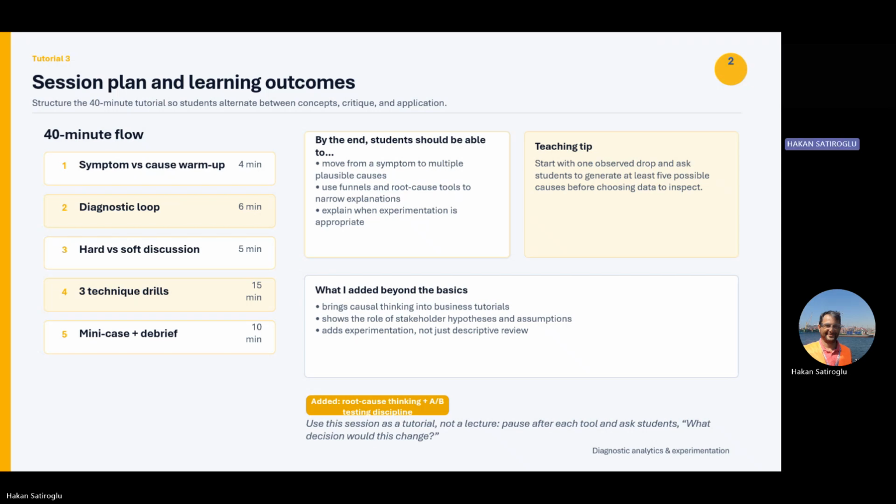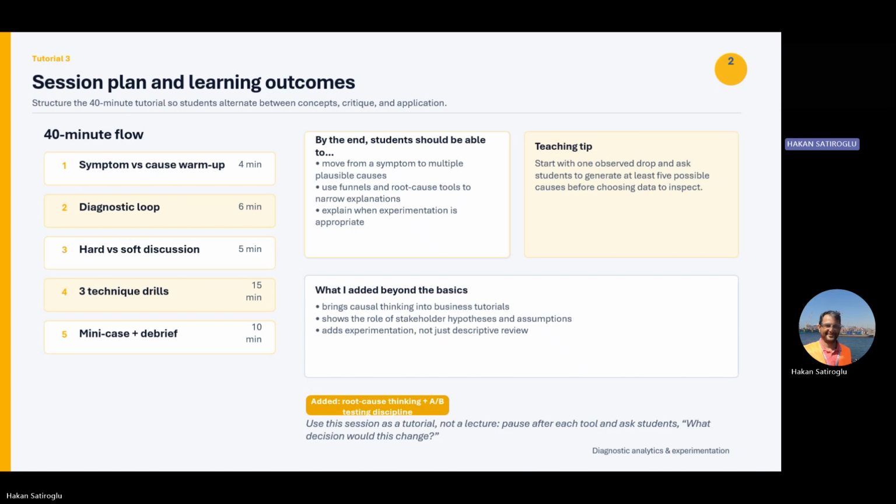Session plan and learning outcome. I would like to explain that the structure of the session is built around the symptom, cause, and test. Students will warm up with distinguishing what is observed from what is merely assumed. Then they will work through diagnostic tools and finish with a small experimentation task. I would make clear that the learning outcome is not to find one magical root cause. It is to become more disciplined in how they build an evidence-based explanation.